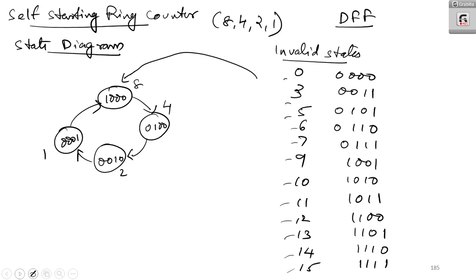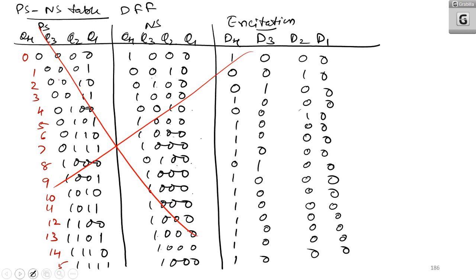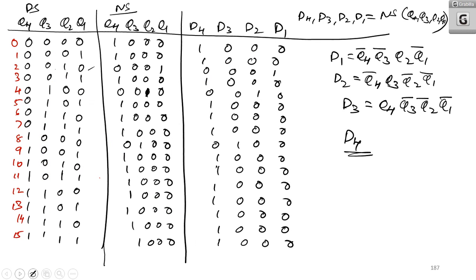There is another method: if an invalid state is encountered, you can make it go to any of the valid states. But here I have made it go to 8. This is one of the methods. And to get a self-starting Johnson counter, you can do it by yourself.